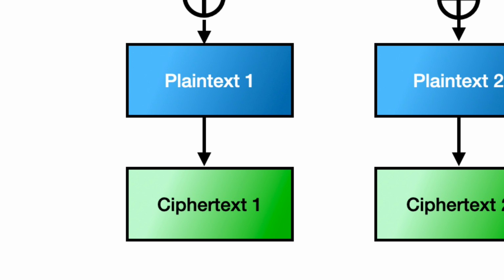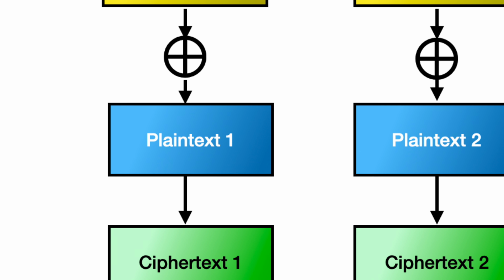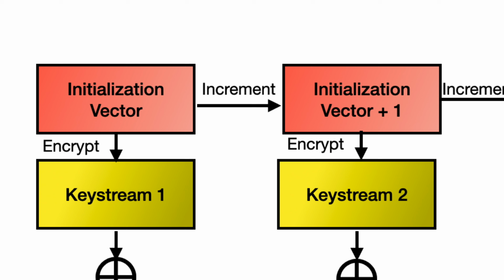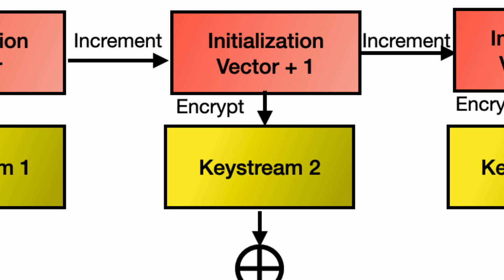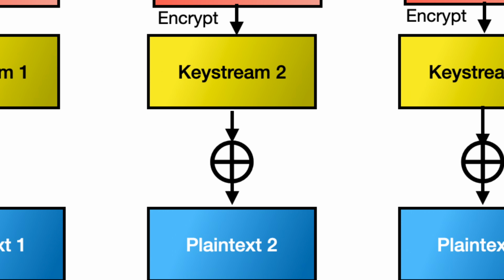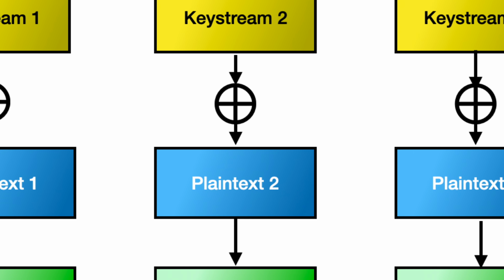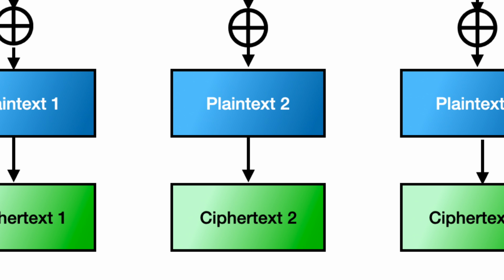Now we go back to our initialization vector. The initialization vector is incremented, so a 1 value is added to it and we get the next vector, which is incremented from the previous one. Now we encrypt this to get key stream 2, and this key stream 2 is then XORed with the plain text 2 to get the ciphertext 2.